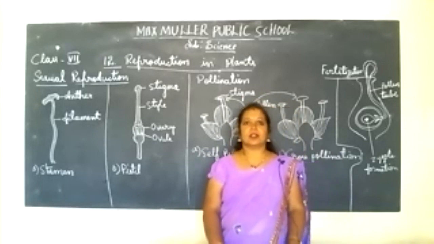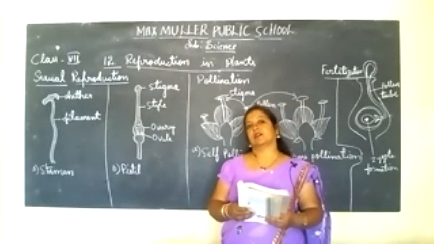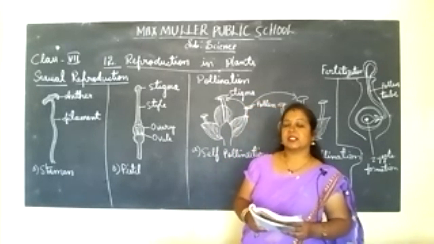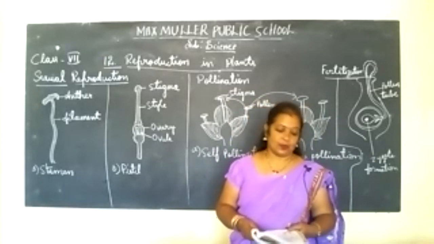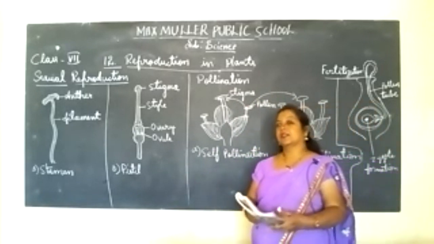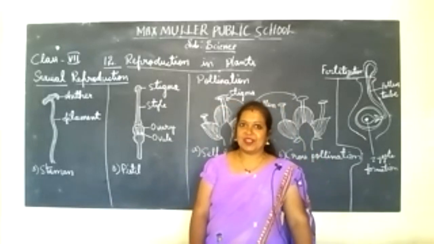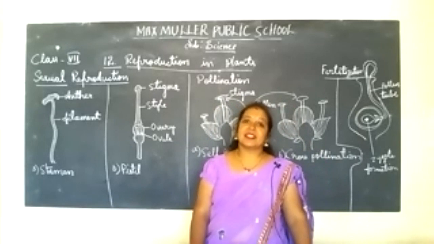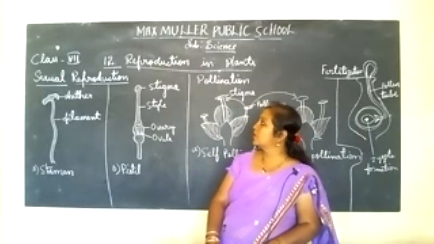So now coming to today's class. I have clearly explained about the asexual type of reproduction. Today I am going to explain about sexual reproduction. So what is sexual reproduction? Already you know, children, sexual reproduction is done by using the seeds. With the seeds we are going to produce the new individuals. That is what we call sexual reproduction. Got it?